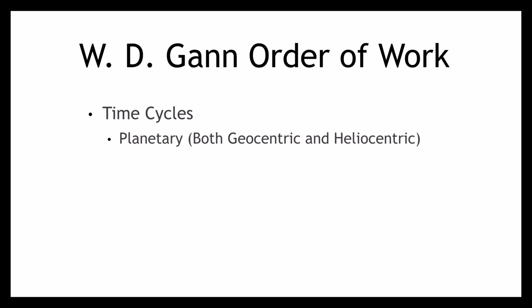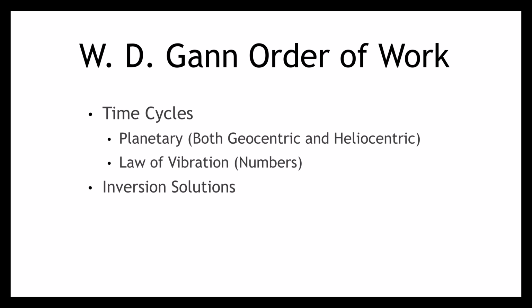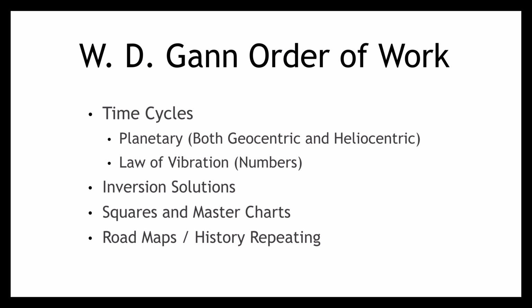And once you start decoding a market to a higher level of knowledge, you can add in things like time cycles. And there are different kinds of cycles. You've got planetary cycles, like geocentric and heliocentric. You've also got law of vibration cycles, which just work off numbers. Then you've got inversion solutions that come in there as well. That's a whole other story. That takes time to solve. And then you've got things like the squares and the master charts. And then you've got things like roadmaps, history repeating itself, and all these sorts of things. There's a lot of work involved in setting up a market.